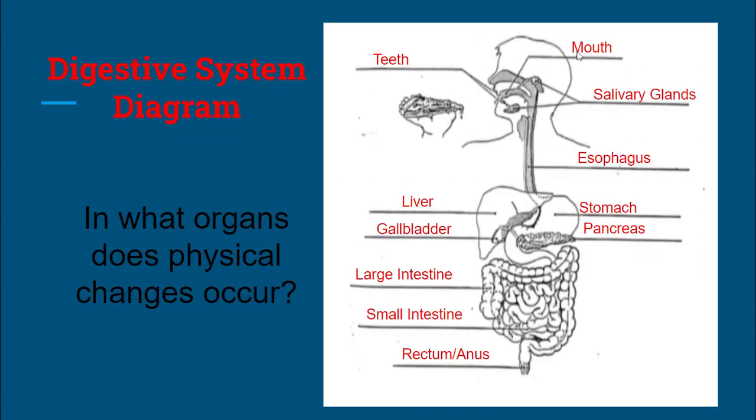Okay, so remember the mouth, we said we had physical and chemical changes. The esophagus, we just had physical. Stomach, we had physical and chemical. Small intestine, we had physical and chemical. Large intestine, we just had physical. Rectum, anus, we just had physical.